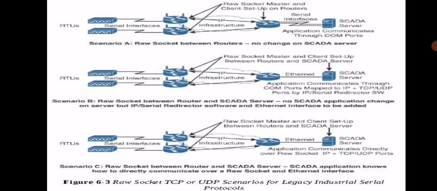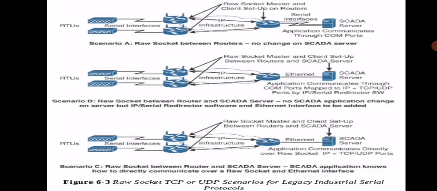Then the last router, the third router, which is before the SCADA server, has a serial interface. So these raw socket concepts will be implemented at the router level.